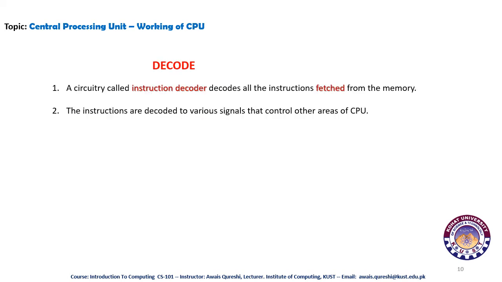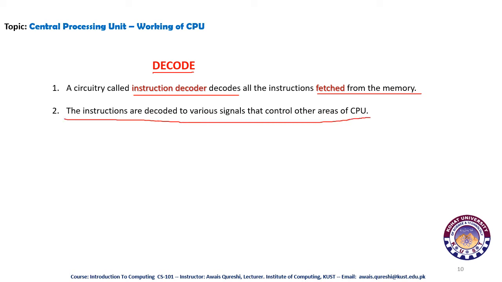So this is the second step, which is called decode. Decode is for understanding some particular piece of instruction. A circuitry called the instruction decoder decodes all the instructions fetched from the memory. So fetch is the first step, and then decode is the second step of the central processing unit. In this step, the instructions are decoded into various signals that control other areas of the CPU.